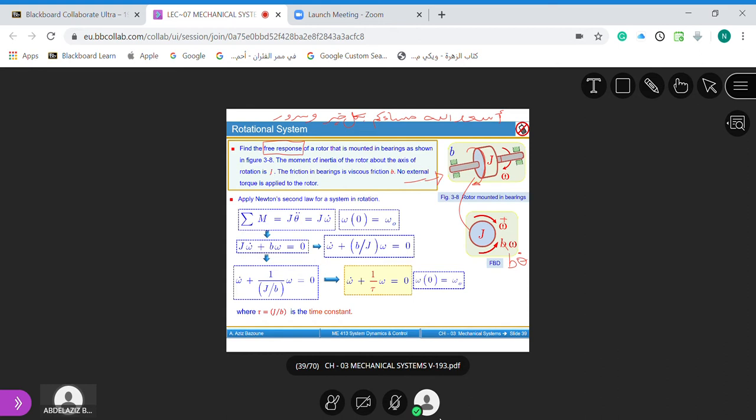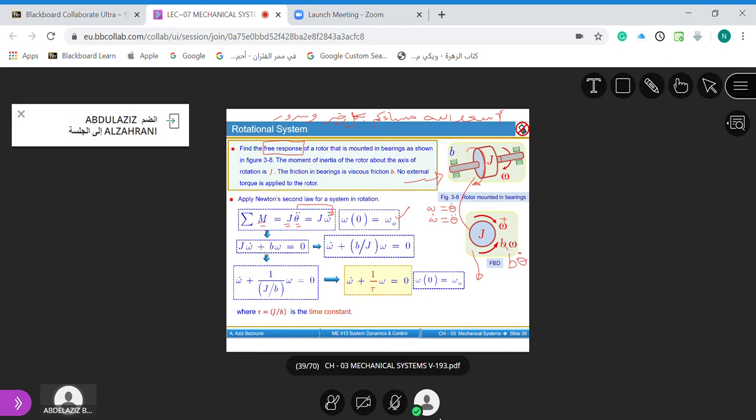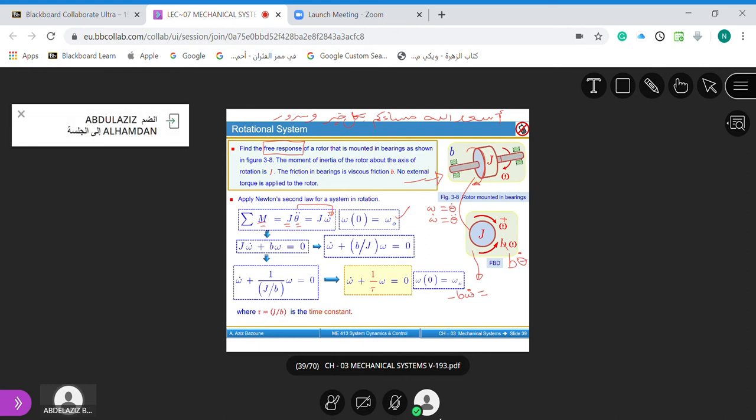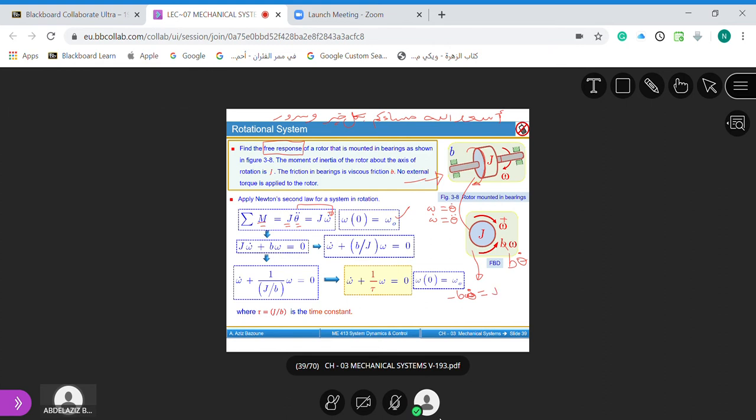If we write Newton's second law, it says sigma moment is equal to J times theta double dot. Since omega is equal to theta dot, we can say omega dot equals theta double dot. So we substitute theta double dot by omega dot. And here the initial condition is a value omega zero at time t equal to zero. Then we sum up all the torques: we have minus B theta dot equal to J theta double dot.